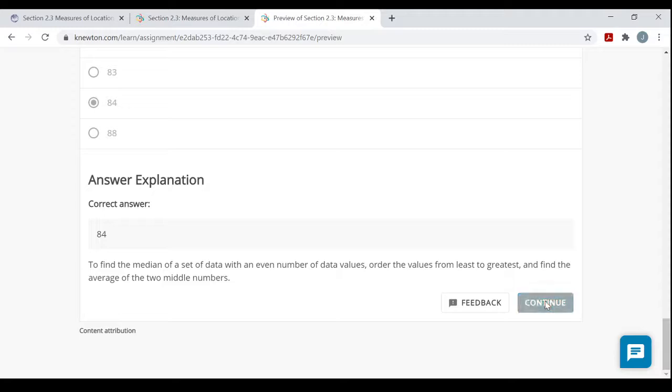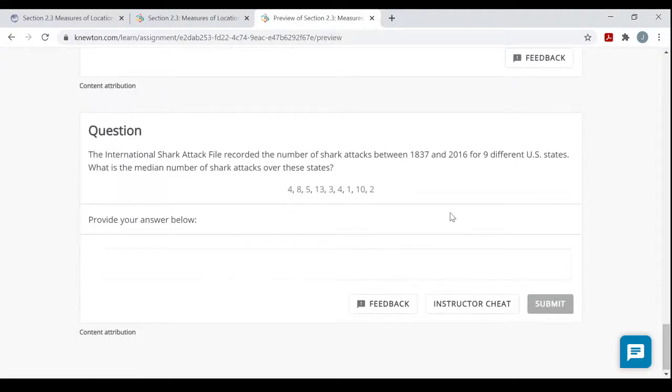Great. Moving on. All right, another one. This one has 9 values, an odd number. The International Shark Attack file recorded the number of shark attacks between 1837 and 2016 for 9 different U.S. states. What is the median number of shark attacks over these states?